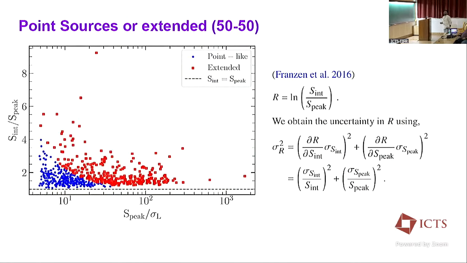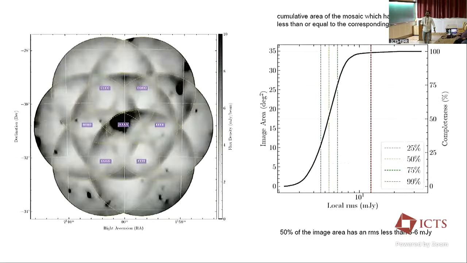So now we have also cross-checked the other properties of the catalog, how good the catalog is, to make it ready to use for HERA calibration. We have found that about 50% of the sources are point-like, and the other 50% are extended. We have also checked how deep in terms of RMS we can go. We found that almost 50% of the image area is above 5 to 6 millijansky.